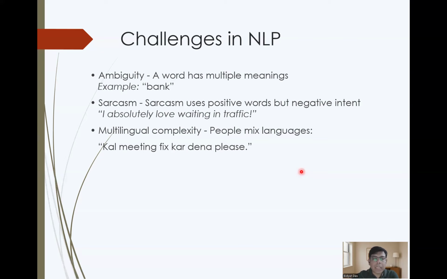Next is multilingual complexity. Sometimes people mix languages when they write. Kal meeting fix kar dena please. So this is a sentence where a human can mix English and Hindi together to write a sentence. But this type of sentence cannot be understood by NLP. So in future applications, NLP has scope to mitigate this type of problem.